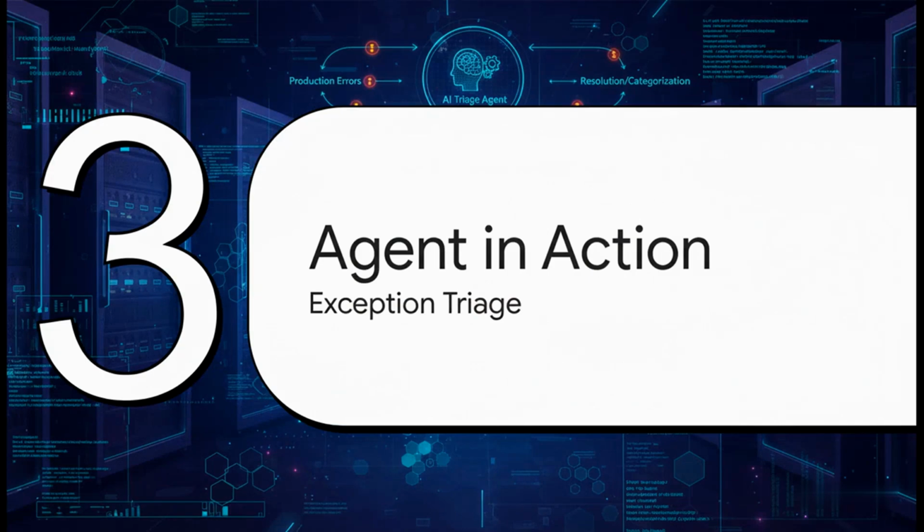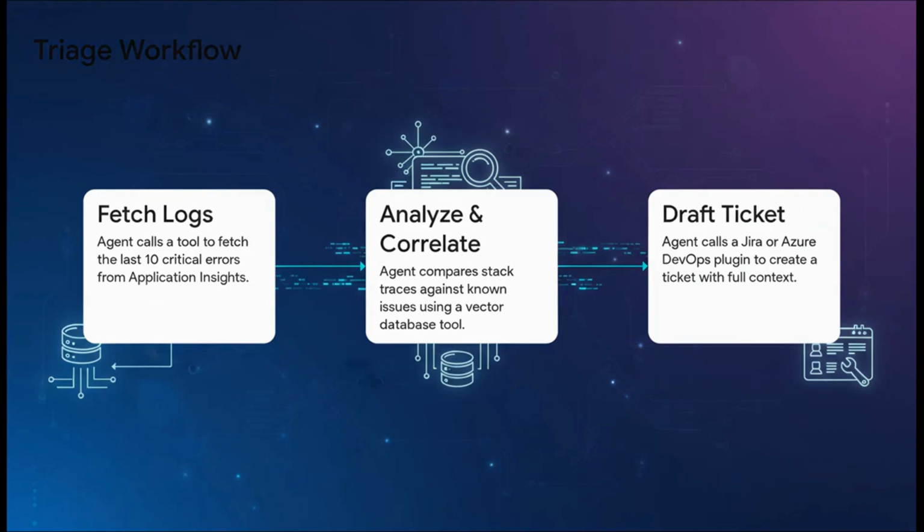Okay, that's enough theory. Let's make this way more concrete with a practical, high-value example that I'm sure a lot of us can relate to, an automated exception triage agent. The whole goal here is to automate that really tedious manual process of digging through logs to analyze production errors. So here's how the agent would tackle this. You give it a simple goal like analyze the latest critical errors.